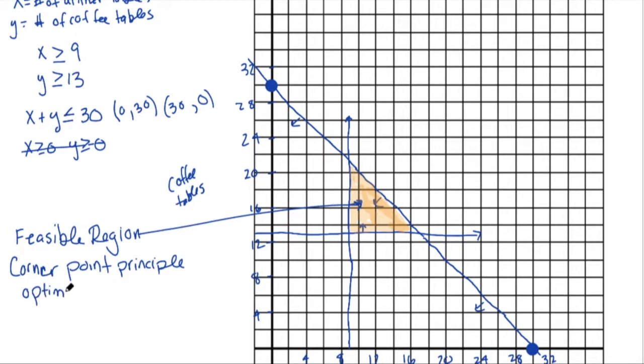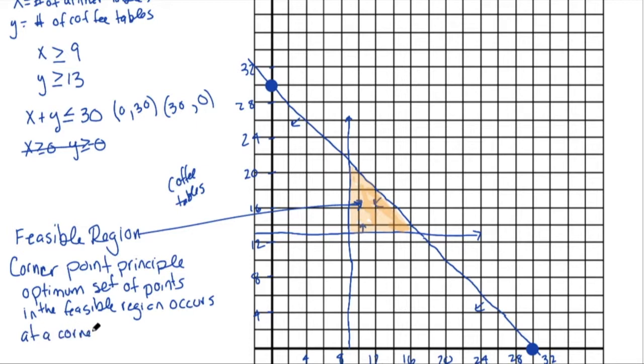optimum set of points in the feasible region occurs at a corner, or in other words, intersection point of the region.